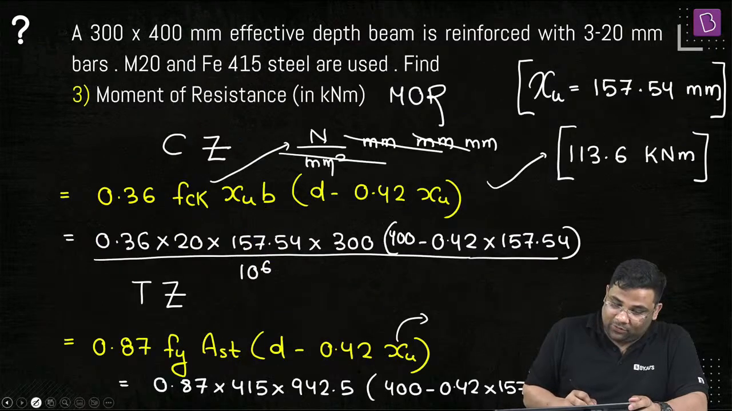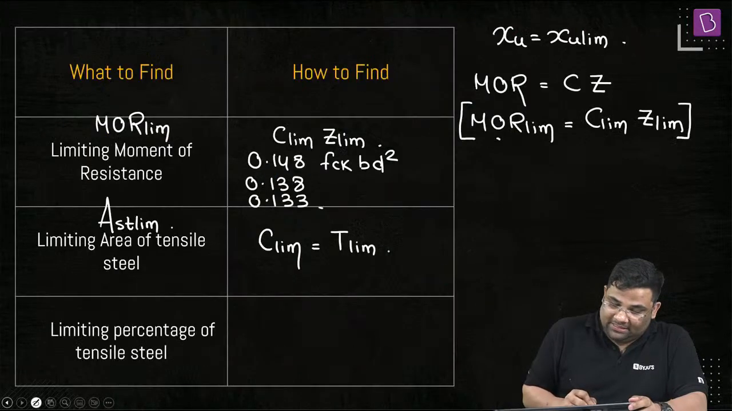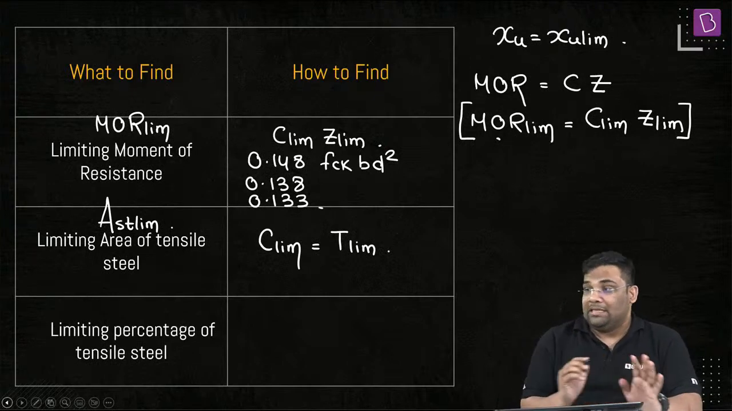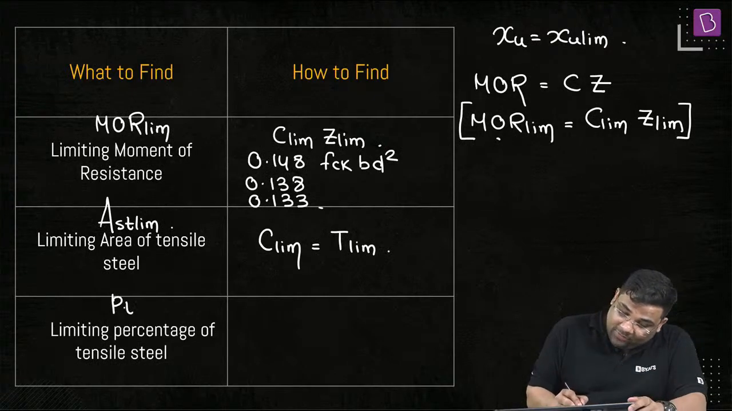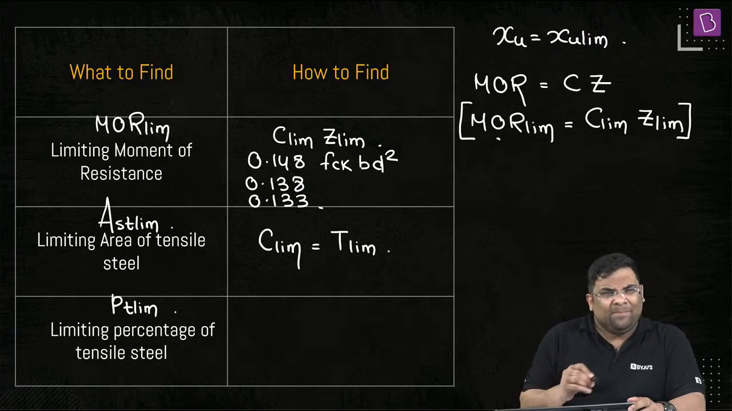Next thing is your percentage, the limiting percentage of tensile steel. This is also known as what? PT limiting. Now, how to find out PT limiting? Very easy. PT limiting is nothing but what?